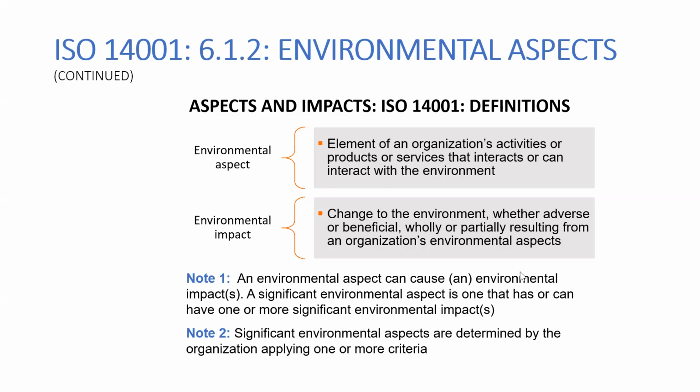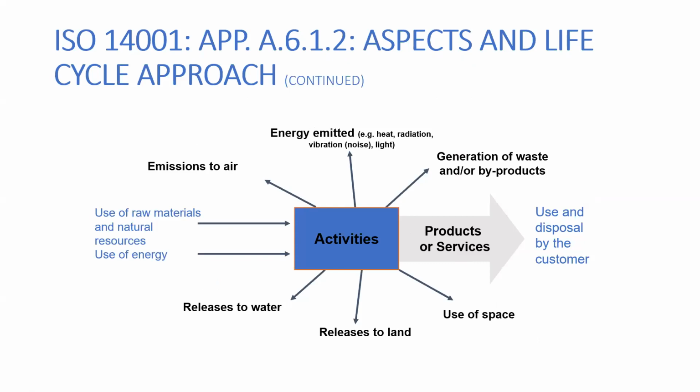Okay, environmental aspect can cause an environmental impact. A significant aspect is one that has one or more than one significant impact. So it might be possible that due to the environmental aspect, we can have one impact, or more than one impact are also possible. Significant environmental aspects are determined by the organization applying one or more criteria. When we are going to put the numbers, on the basis of our calculation, then we can say whether this is a significant aspect or not. So when we will be doing the exercises, we will be using some formula as well.